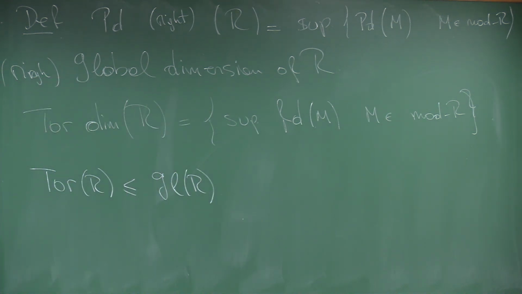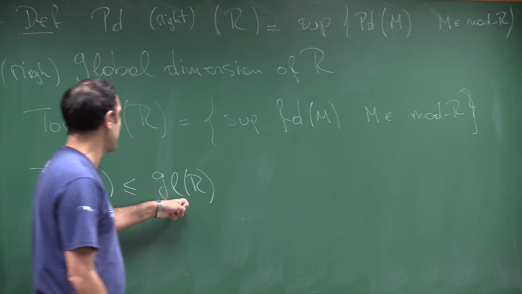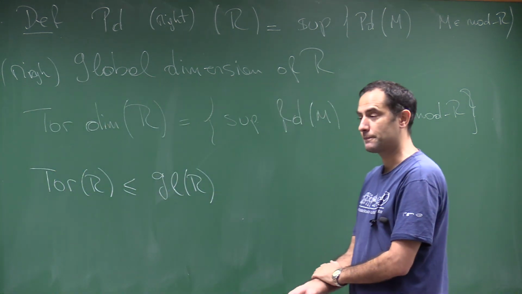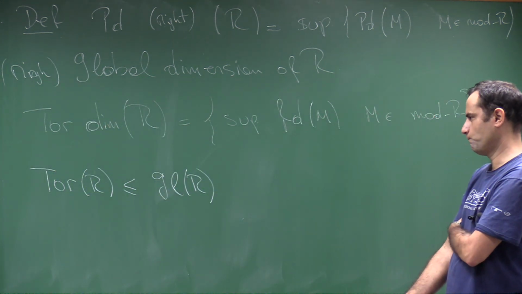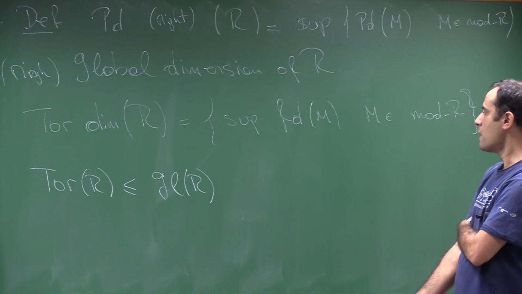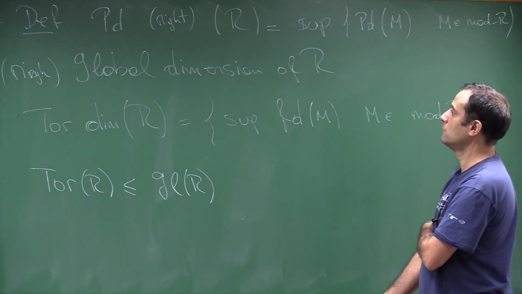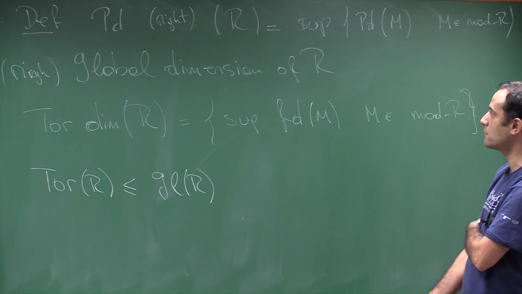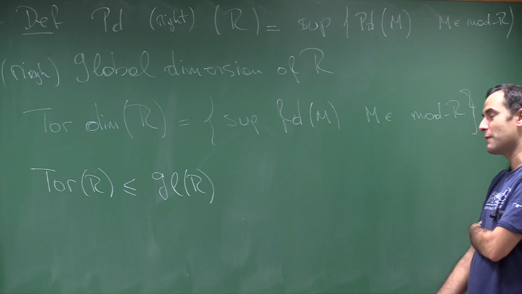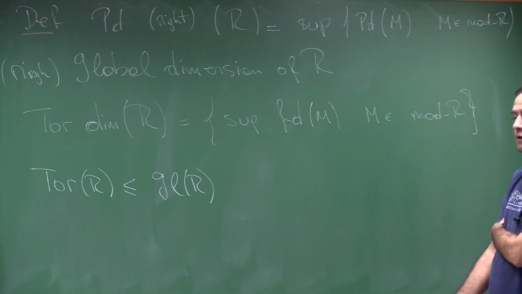So the supremum over a set, where each element is less than or equal to the elements of another set, has to be smaller or equal. In particular, if the global dimension of a ring is finite, then the Tor dimension of the ring is finite. Notice that if you have one module that does not admit a finite projective resolution, or one module that does not admit a finite flat resolution, then both dimensions are infinite.